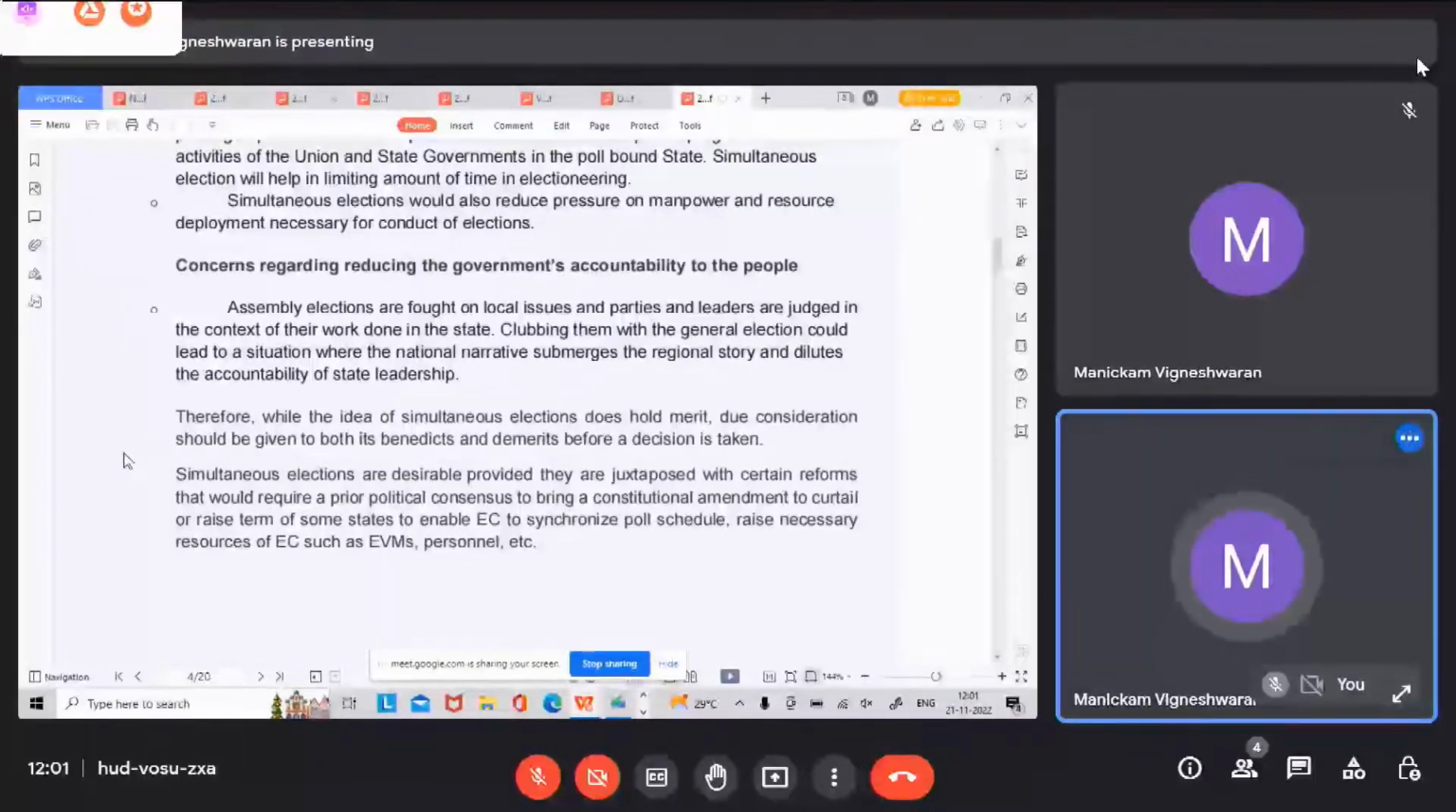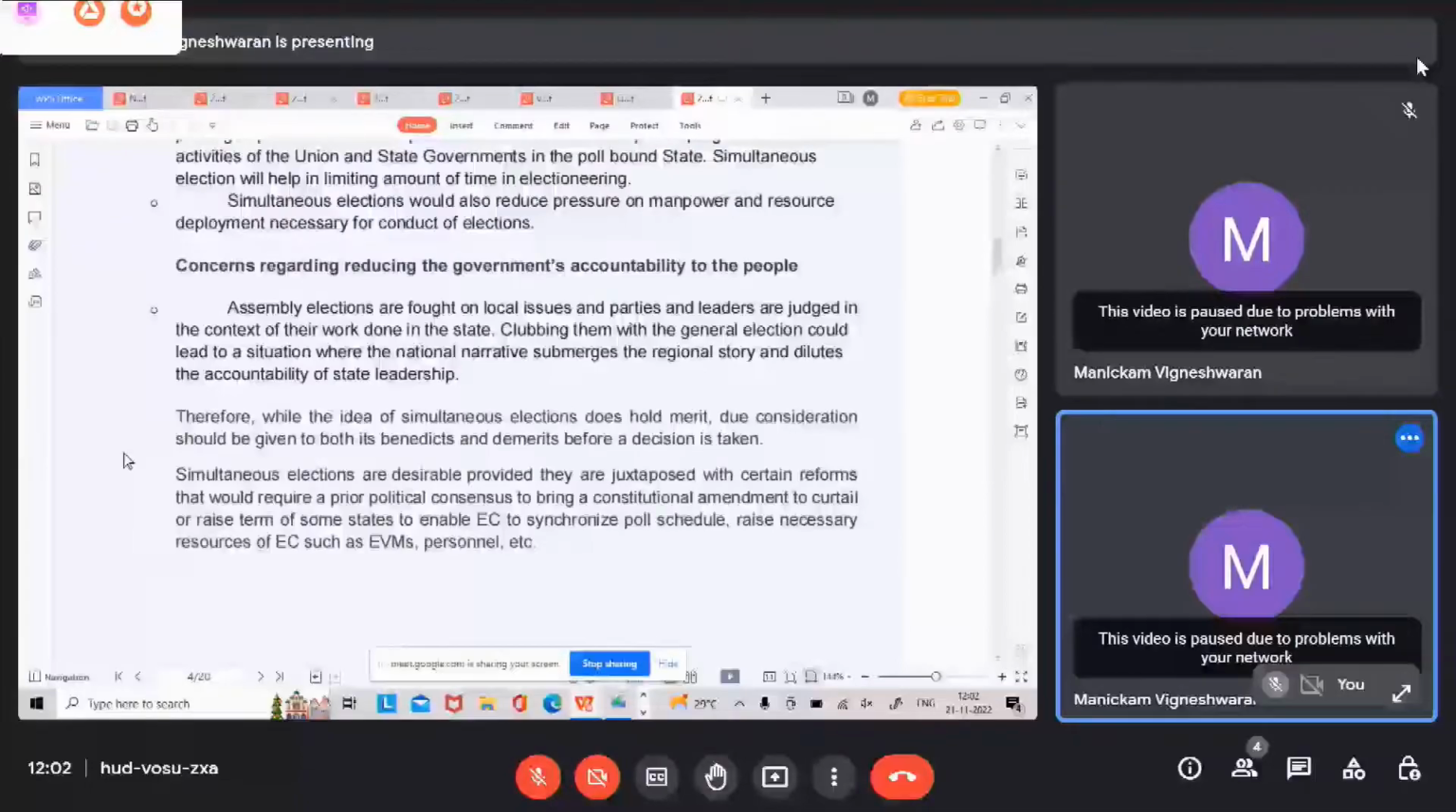Concerns regarding reduced accountability of the government to the people. Assembly elections are fought on local issues, and parties and leaders are judged in the context of the work done in the state. Clubbing them with the general election could lead to a situation where the national narrative submerges the regional story and dilutes the accountability of the state leadership. Therefore, while the idea of simultaneous elections does have merit, due consideration should be given to both its benefits and demerits before a decision is taken.